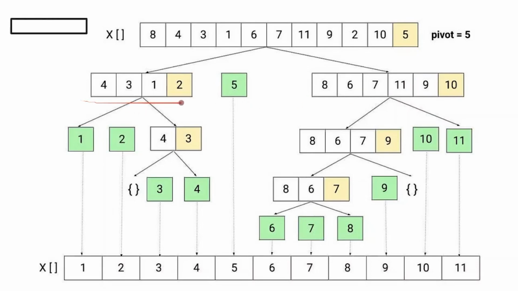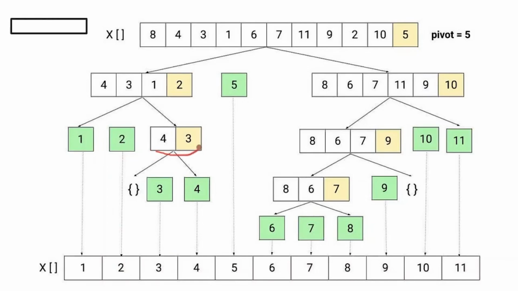Again, we need to set a pivot value for this sub array. Let's take the last element, which is 2. The less than value of 2 is 1 and the greater than values are 4 3. This array contains only one element, so there are no less than elements and greater than elements, so we can consider this value as sorted. Along with this element, we need to concatenate the pivot value. So 1 and the pivot value is 2.